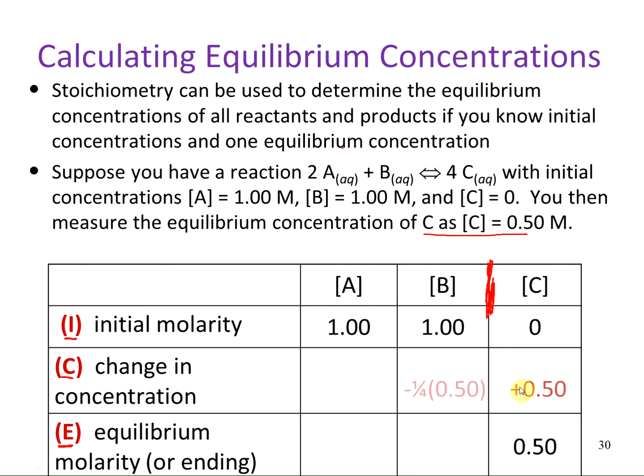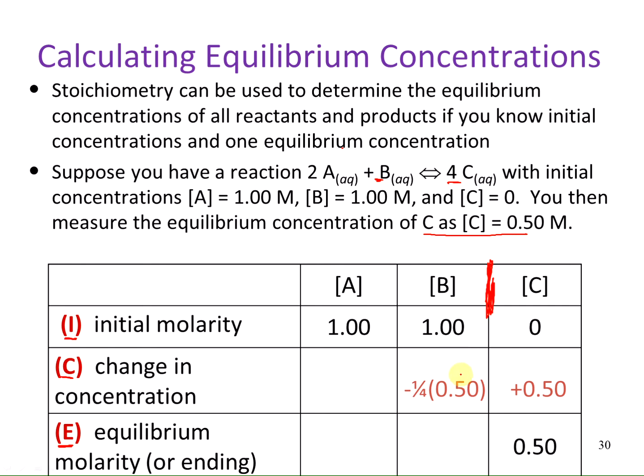Now if we want to find out how much B was consumed to make C, we can use the coefficient. So there's 1 B for every 4 C. So 1 B molecule is consumed for every 4 C that's produced. So the change in B is going to be 1/4 the C change. And it has to be a negative because we're losing B, because we're making product and we're using up our reactant, so that's going to be a negative value.